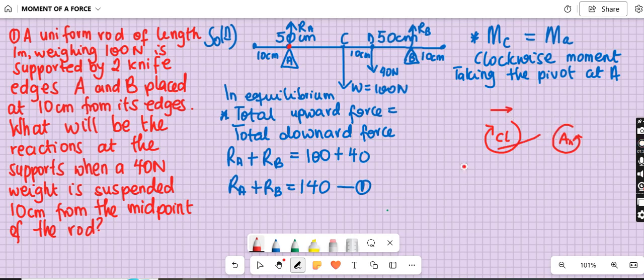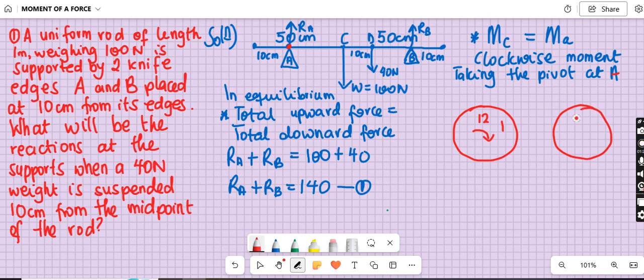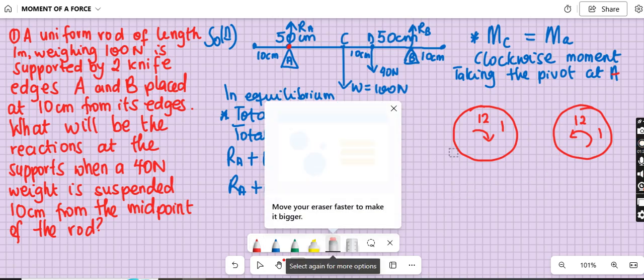Anti-clockwise is from, let me draw the anti-clockwise properly, just a minute. So clockwise, if this is our clock, we have 12 o'clock, we have 1 o'clock. Clockwise movement, we are moving from right to left. Now the same clock, we have 12 o'clock, we have 1 o'clock. Anti-clockwise movement is from left to right. Okay, I hope that is clear. Good.